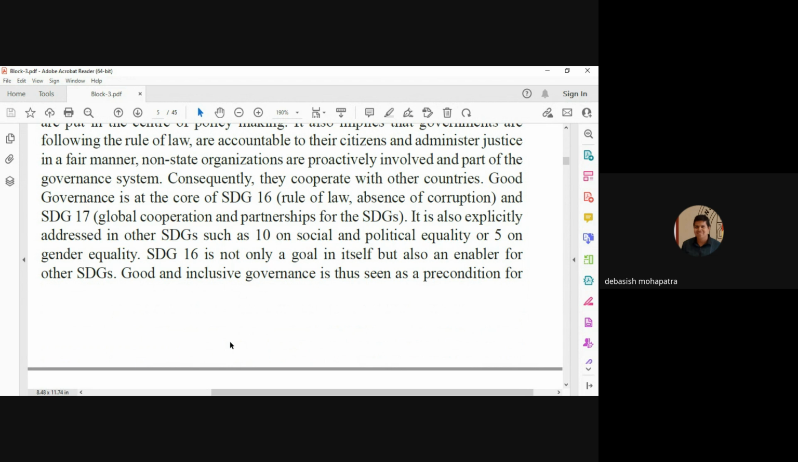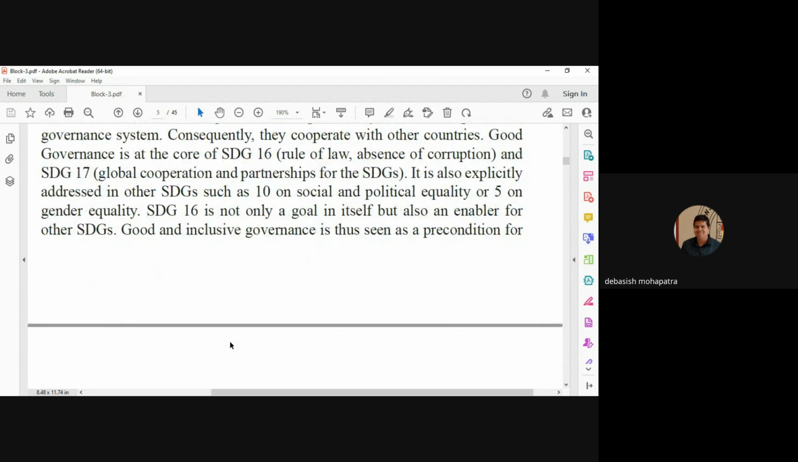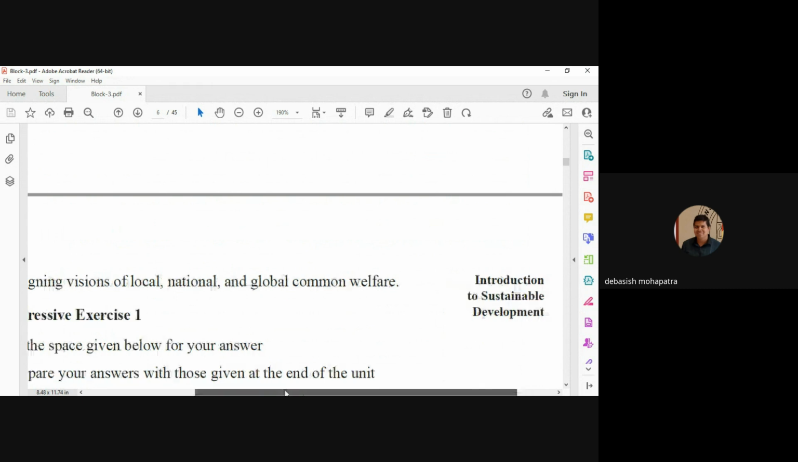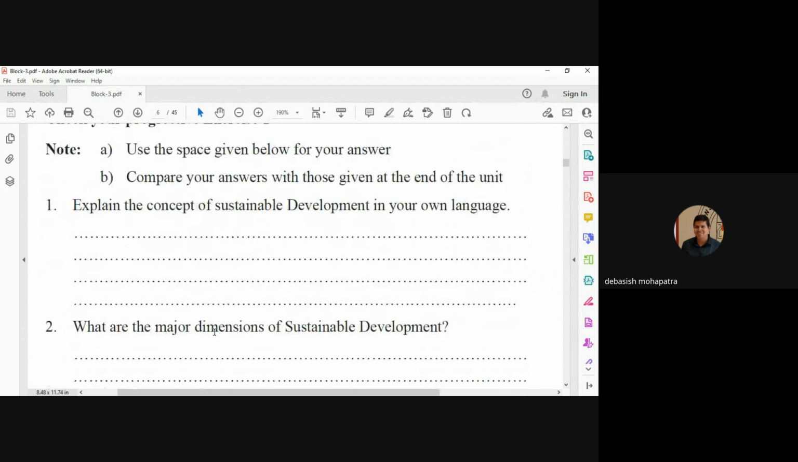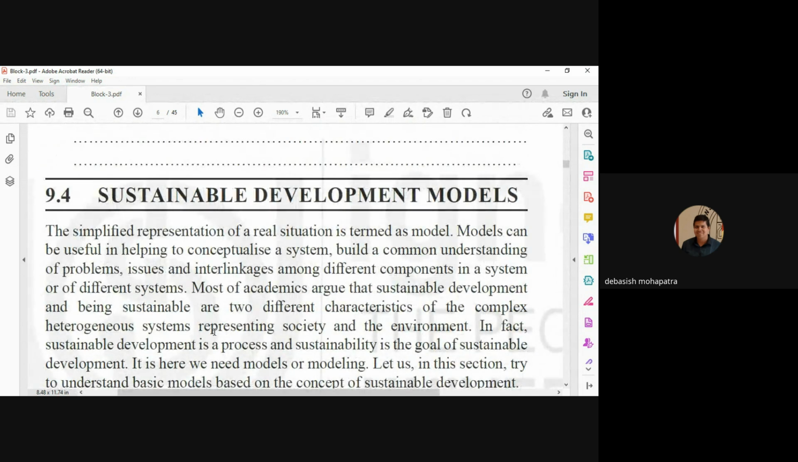Good and inclusive governance is thus seen as a precondition, aligning the vision of local, national, and global common welfare. Then the sustainable development model.